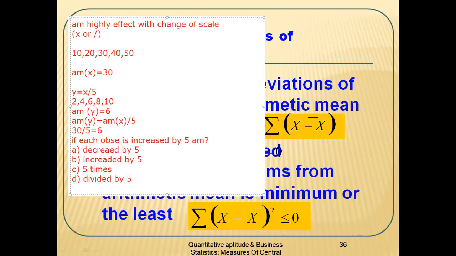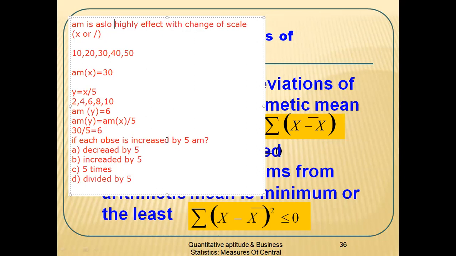That means we can come to a conclusion that arithmetic mean is also affected by the change of scale. That means arithmetic mean is highly affected by both the change of origin as well as the change of scale. So in both, the arithmetic mean changes.